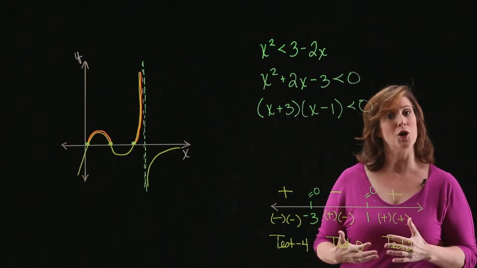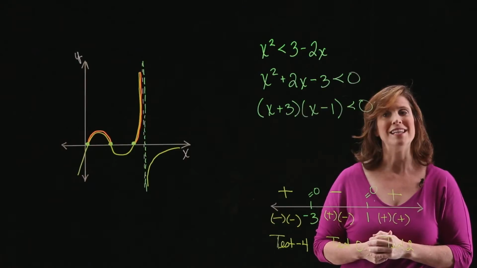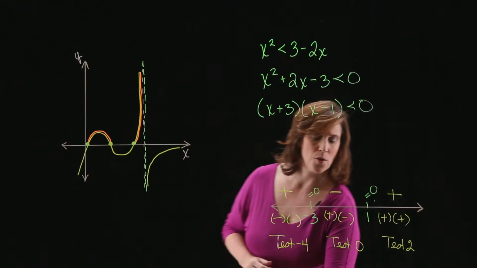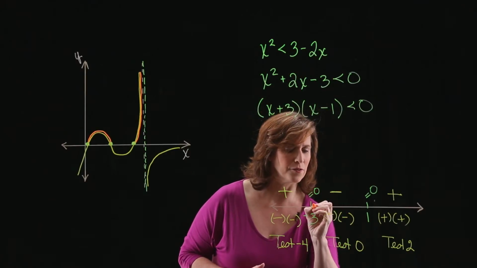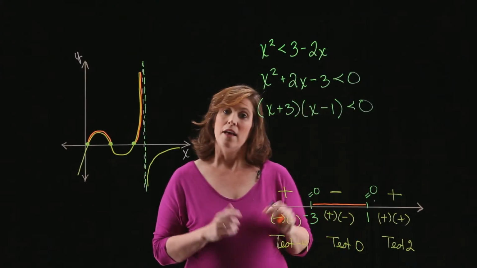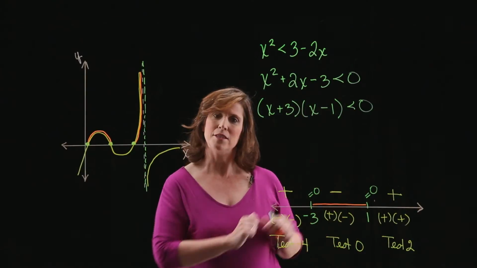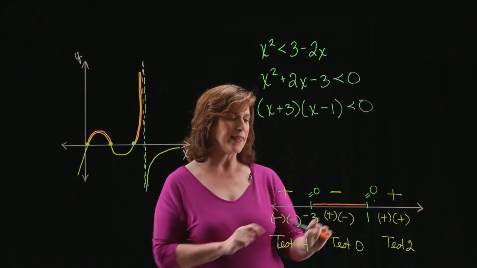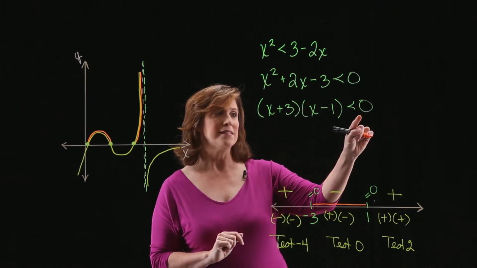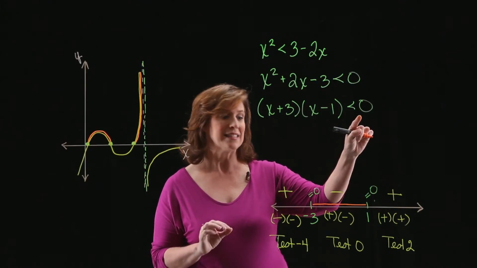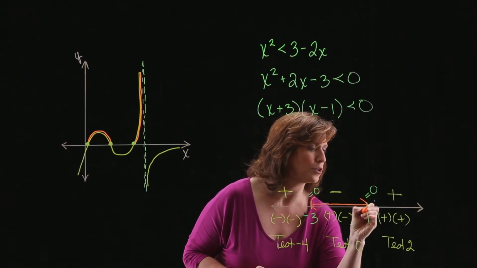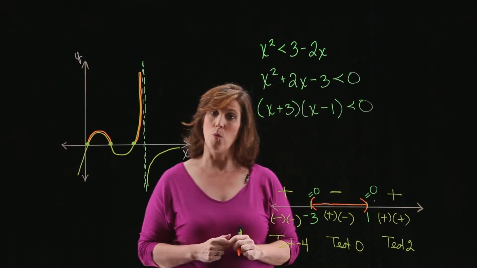The next thing I want to do is interpret it. I want to know when that expression is less than 0. Remember, less than 0 means negative. So I'm looking at this interval where it's negative. Now, the only other thing I want to consider is what happens at those endpoints. I see that at the endpoints, my expression is equal to 0. I do not want this expression to be equal to 0, strictly less than 0. So I'm going to use parentheses here so that I'm not including negative 3 or 1.